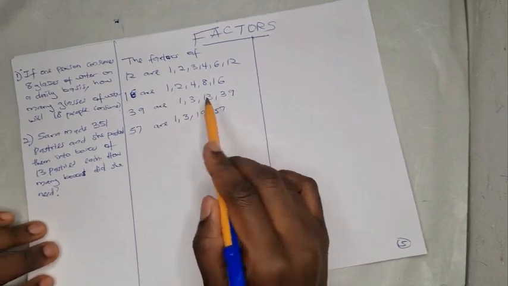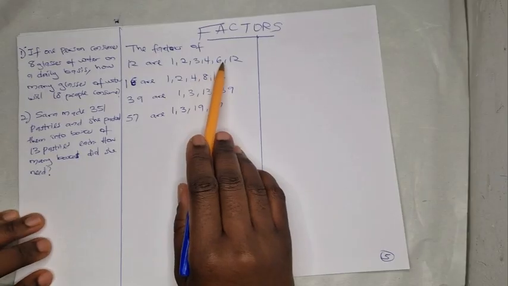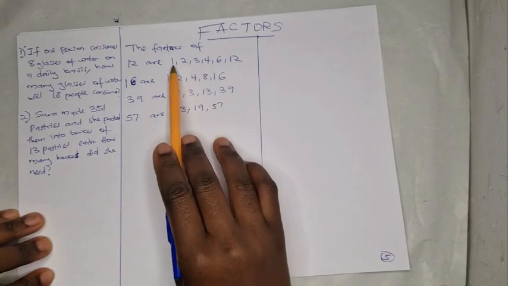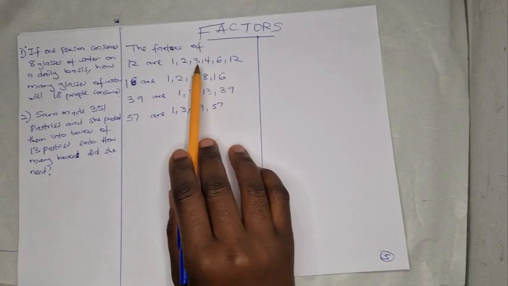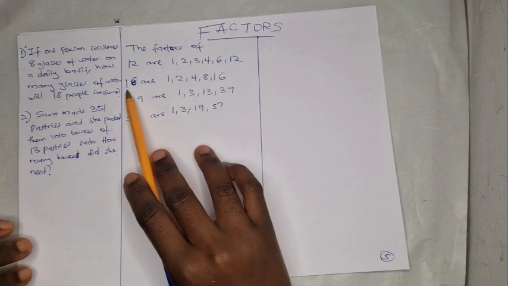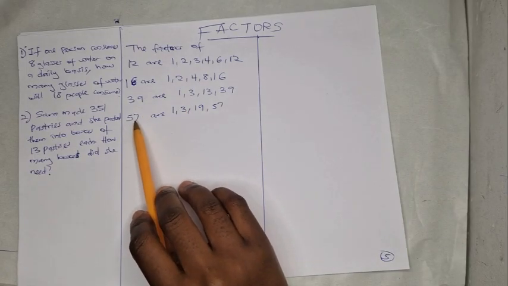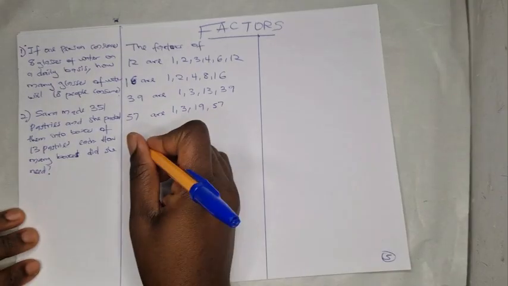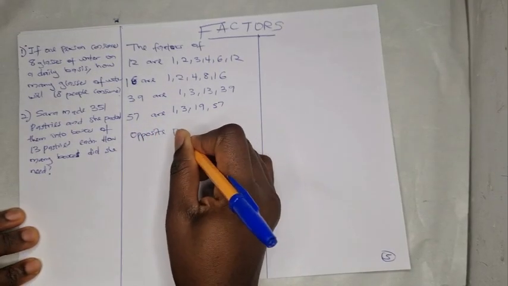The factors of 12 are 1, 2, 3, 4, 6, and 12. Those are the numbers that would go in 12 without remainder. And the factors of 16 are 1, 2, 4, 8, 16. And those are the factors of 39, and those are the factors of 57.